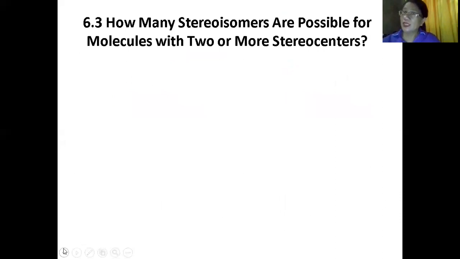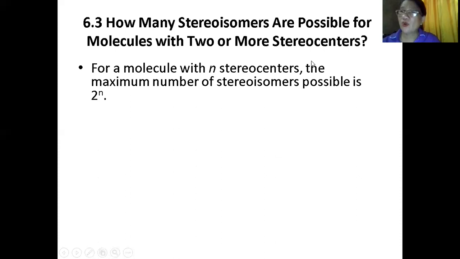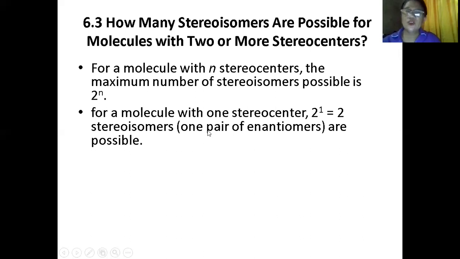So let's look into how many stereoisomers are possible in a molecule. How are we going to compute it? For a molecule with n stereocenters, meaning many carbons with four different groups, that is a stereocenter. You will have a formula of 2 to the power of n. For a molecule with 1 stereocenter, how many stereoisomers? 2 to the 1 is equal to 2. Meaning, in a molecule with one stereocenter, 2 stereoisomers are possible. 1 pair of enantiomers is possible.